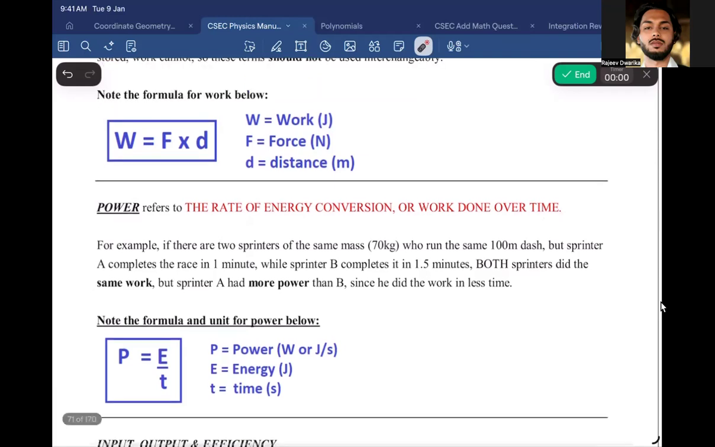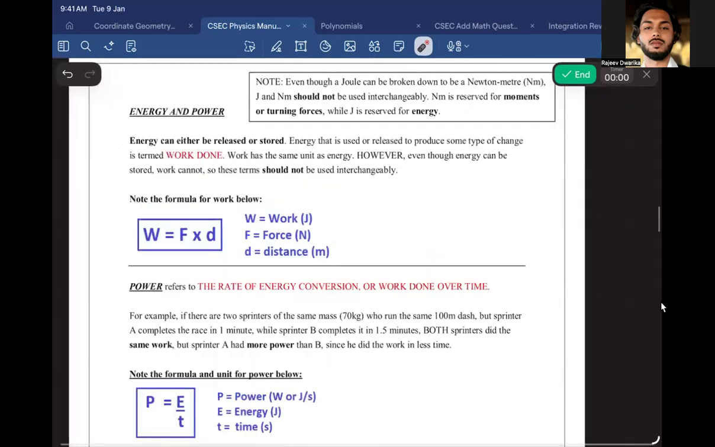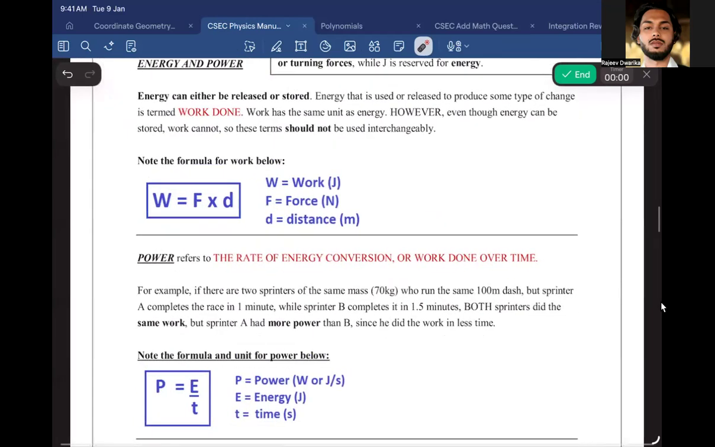So make sure you have this formula copied down. W is equal to F by D, right? And P is equal to E over T. And as well as the definitions. So we should have copied those down.